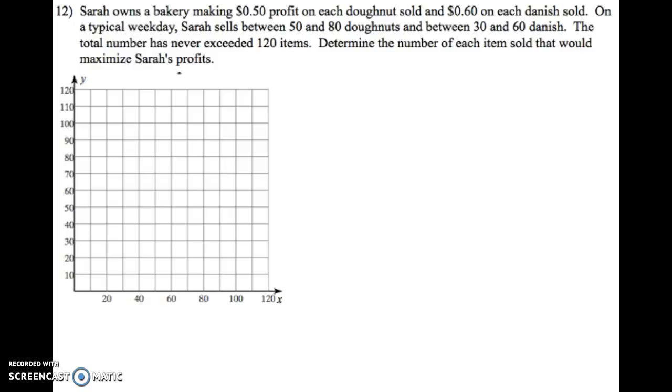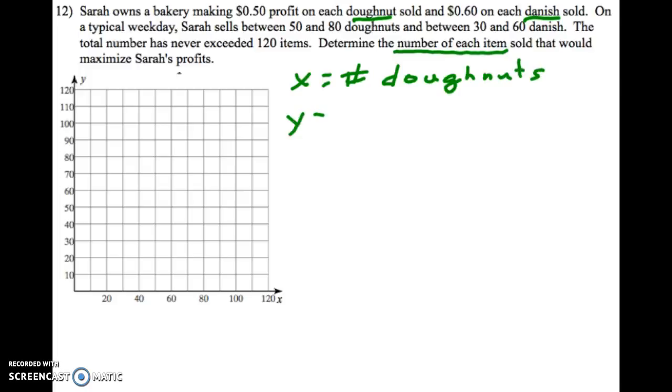The final problem on the Algebra 2 Unit 3 test review is number 12, a linear programming problem. First thing we want to do in these cases, of course, is to define our variables. It looks like we're looking for the number of each item sold. It looks like we're selling donuts and Danish. So I'm going to make X the number of donuts sold, and Y the number of Danish sold.